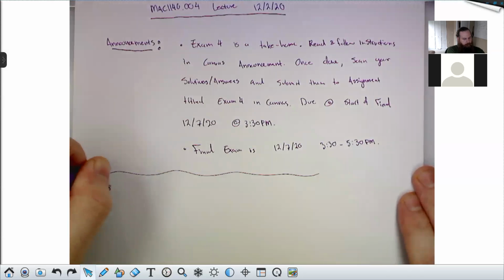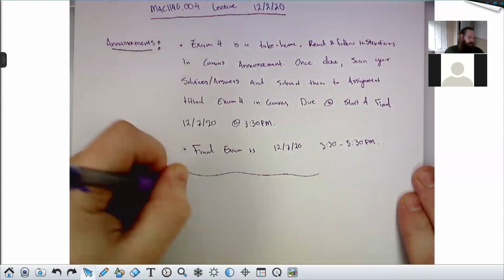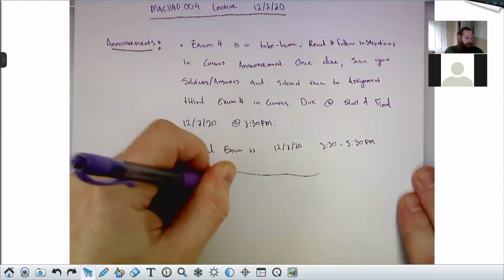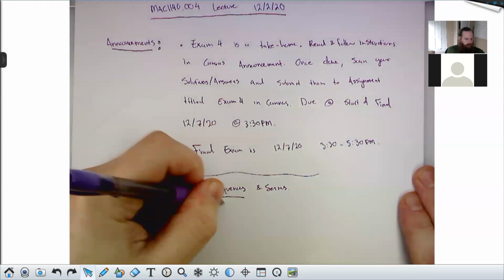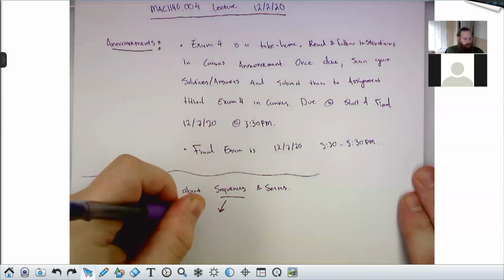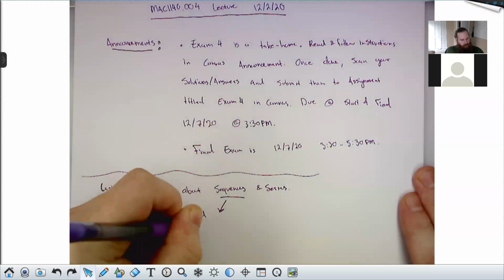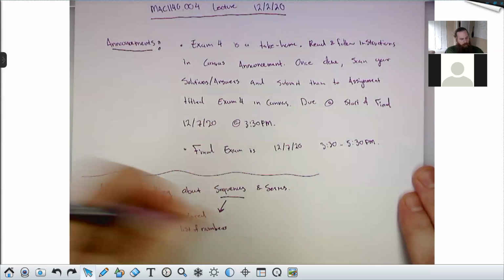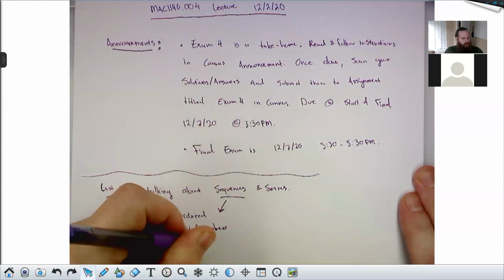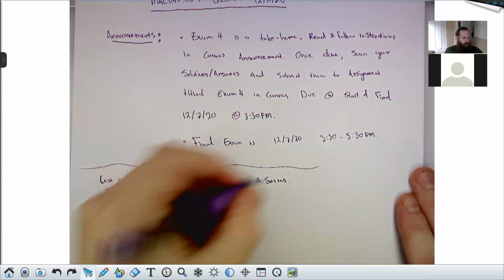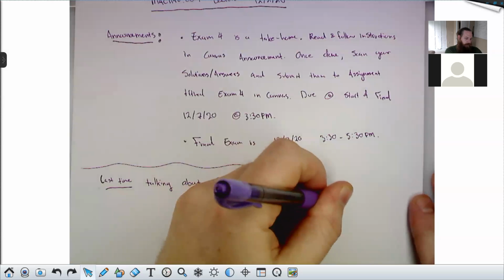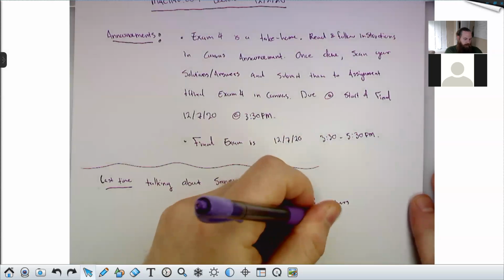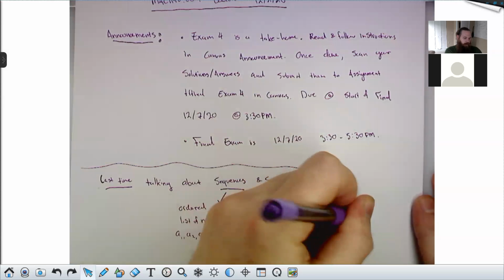So last time we were talking about sequences and series. Remember, a sequence is an ordered list of numbers, like A1, A2, A3, and so on. It goes on and on and on forever. A series is a sum of numbers, like A1 plus A2 plus A3, and so on.